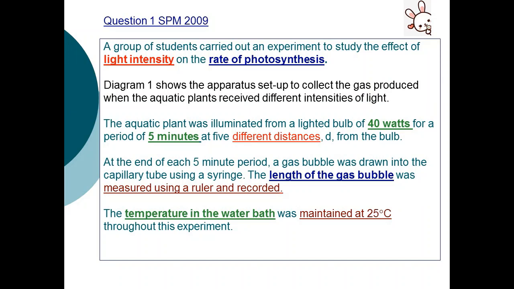Number 3, the CV. There are several answers here. Number 1, power of the bulbs, which is 40 watts. Number 2, the illumination duration, which is 5 minutes. And number 3 is the temperature in the water bath, which is 25 degrees Celsius. Are you able to identify all of the variables listed here?